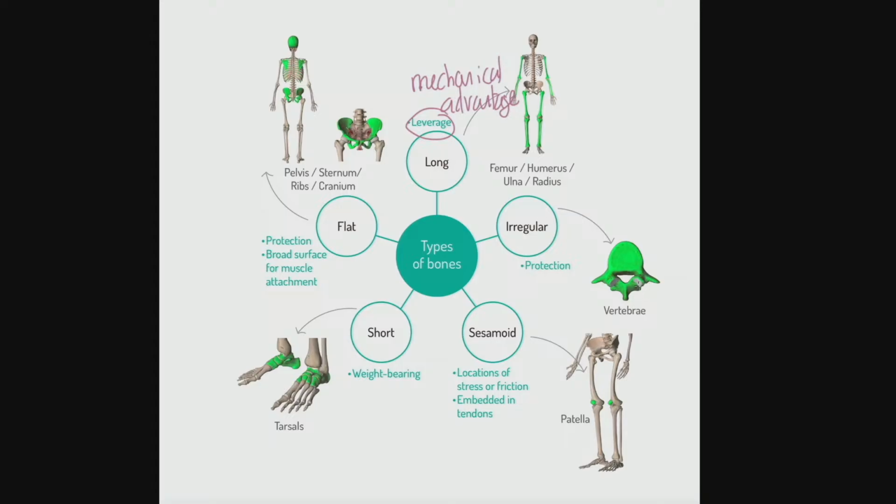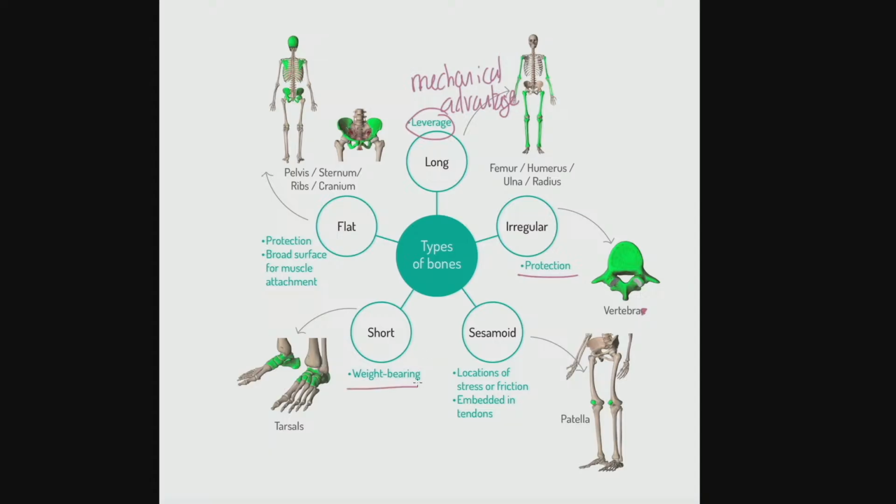We've also got irregular bones, such as the vertebra. That E shouldn't be there. That is actually a vertebra, but collectively vertebrae. And of course, what happens is they protect the spinal cord. Fantastic. Sesamoid bones, locations of stress or friction, such as the kneecap, the patella, and they're embedded in tendons. The patella literally sits inside the tendon of the rectus femoris, okay, the quadricep muscle.